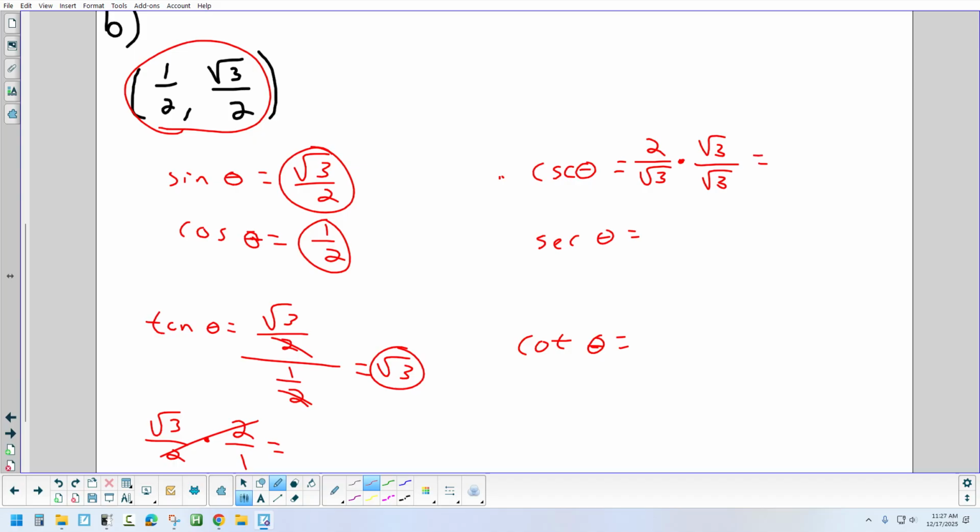What do you get when you multiply straight across? 2 times the square root of 3. And in the bottom?